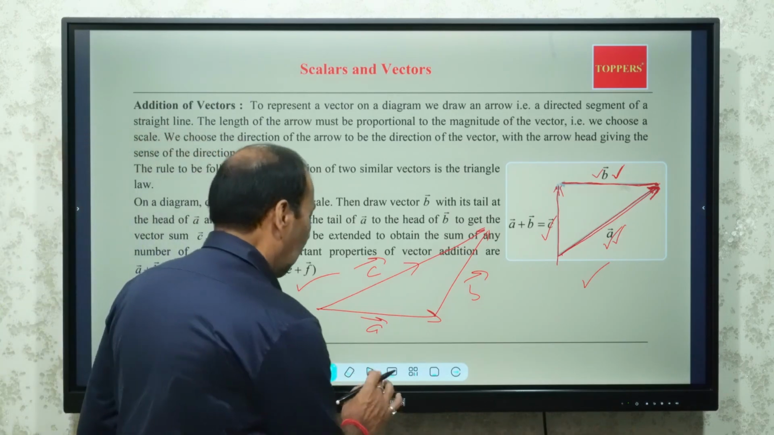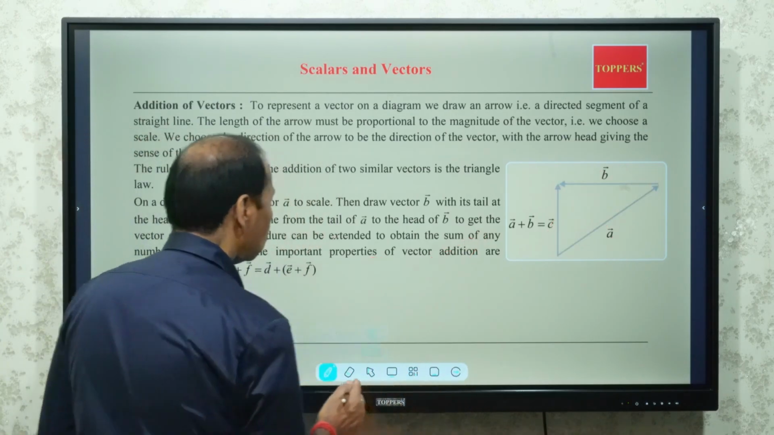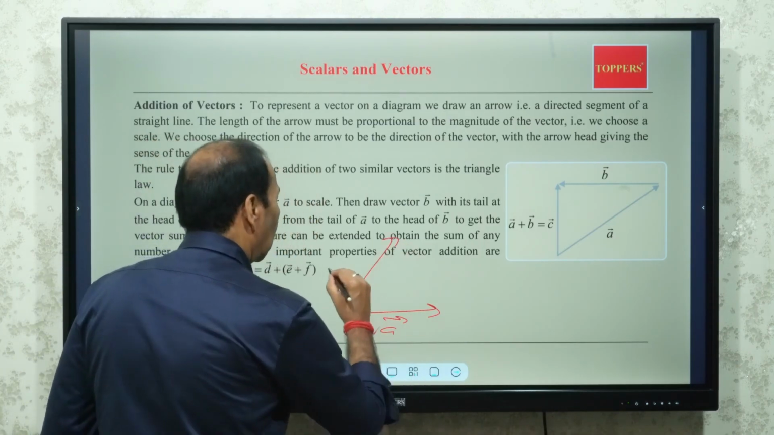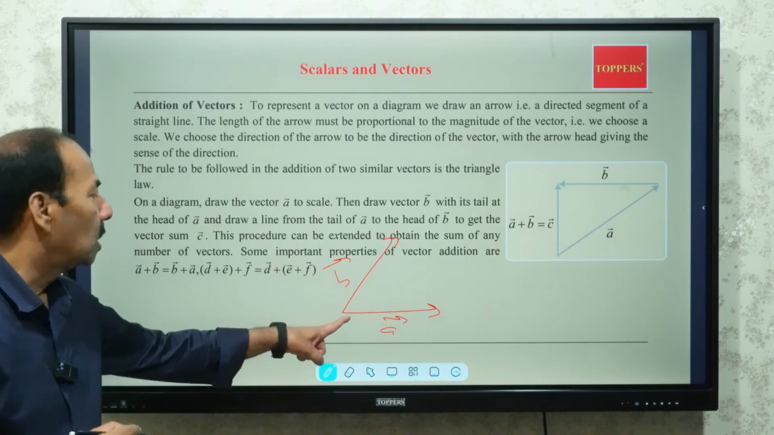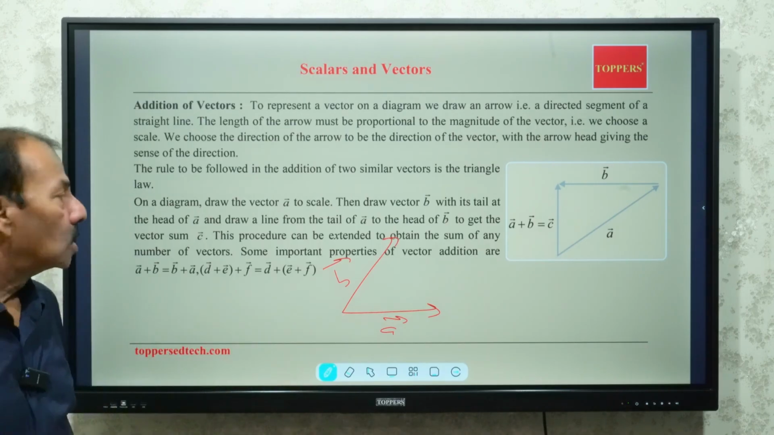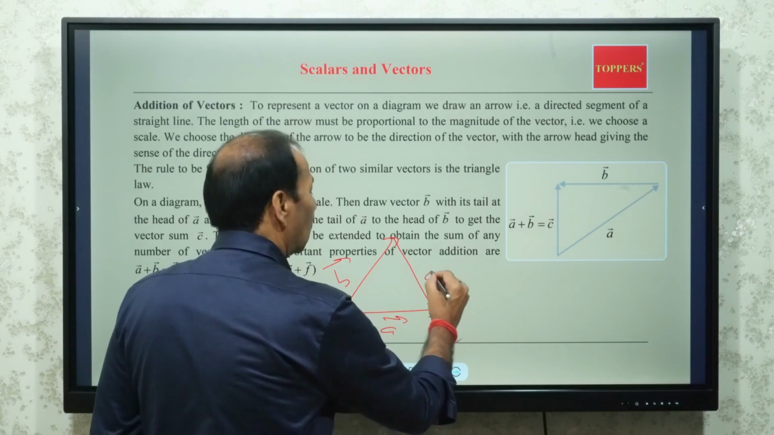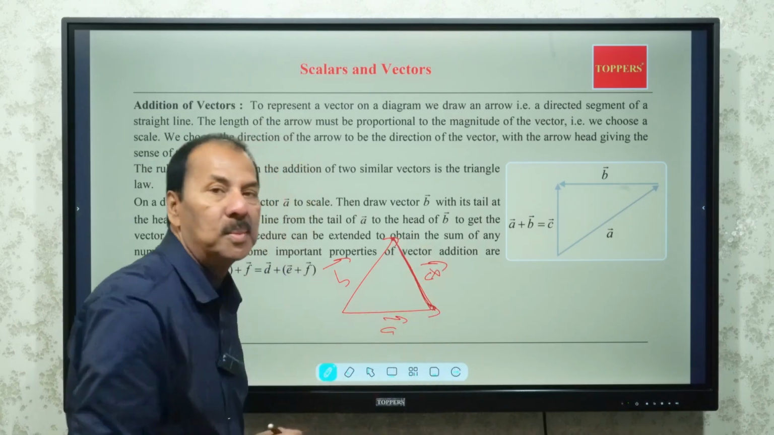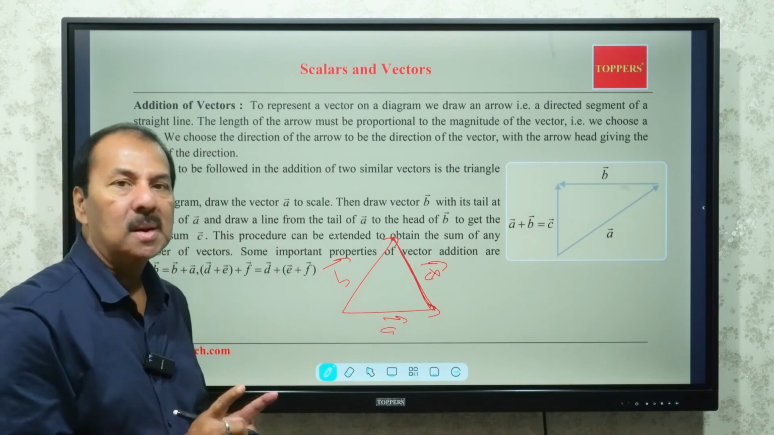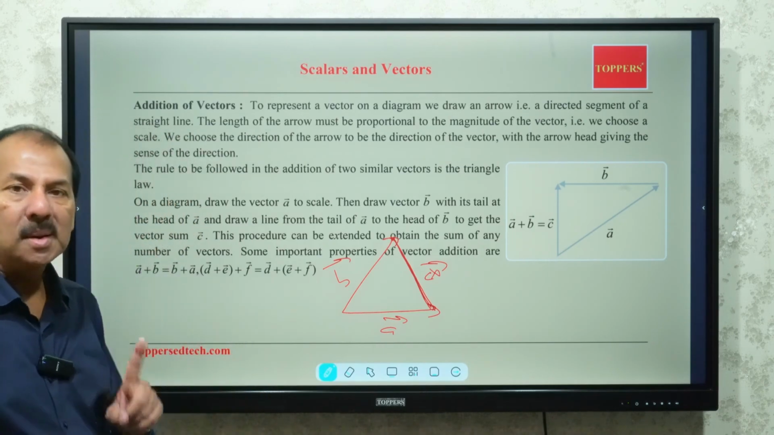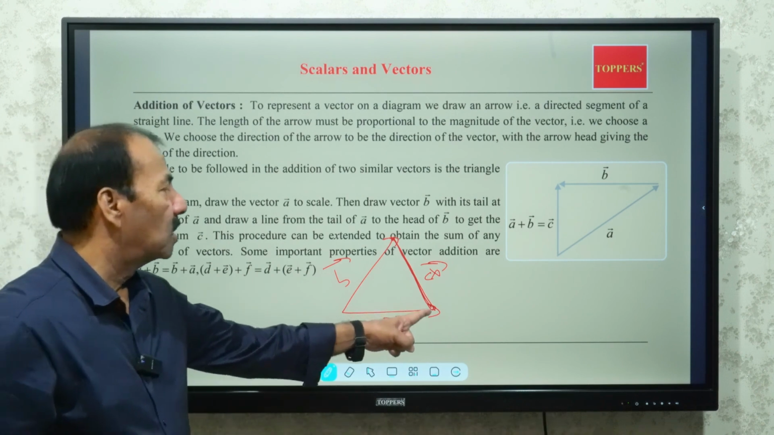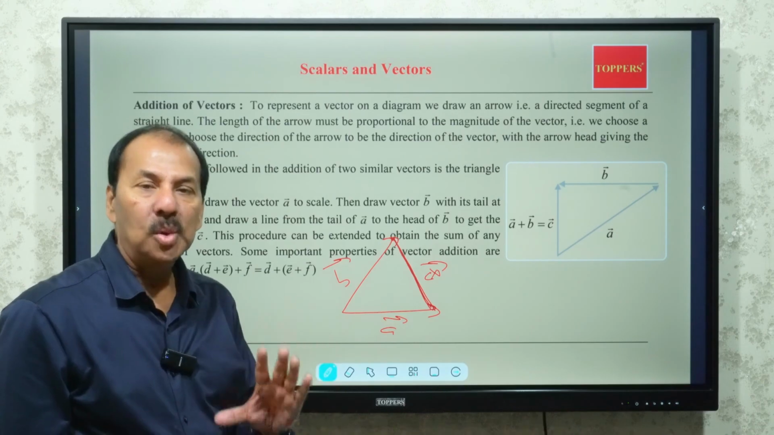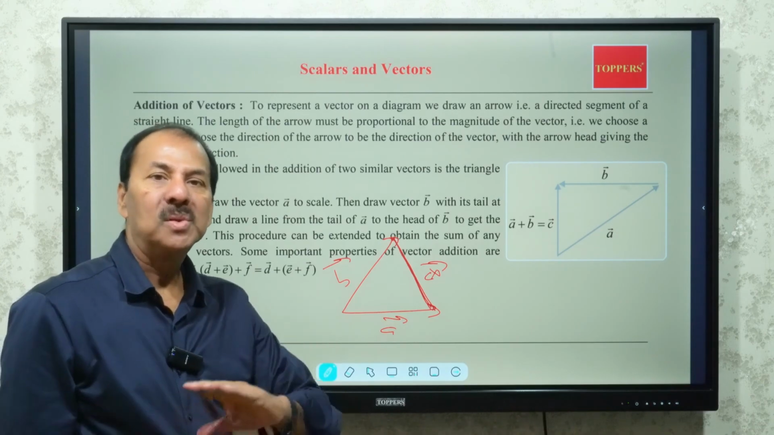Now here, suppose you have vector A like this and vector B like this. The tail of the first is joined with the tail of the second. We will not say that this is vector addition, joining the head of the first with the head of the second. So this is a wrong representation. That condition always has to be satisfied, that the head of the first should be joined with the tail of the second. That is necessary so that we can take proper care of the sign convention.